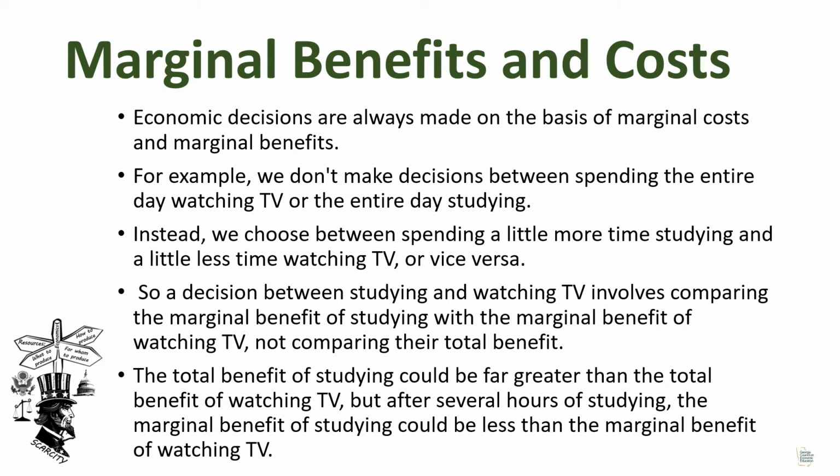We work off these marginal benefits and marginal costs. We don't look at things in totality. We don't look at the benefit of studying 24 hours versus the benefit of watching TV. We don't look at that. We look at those individual decisions. In other words, we're talking about opportunity costs. It is more beneficial for me to do this right now than to do this right now. And so that's what we're talking about.